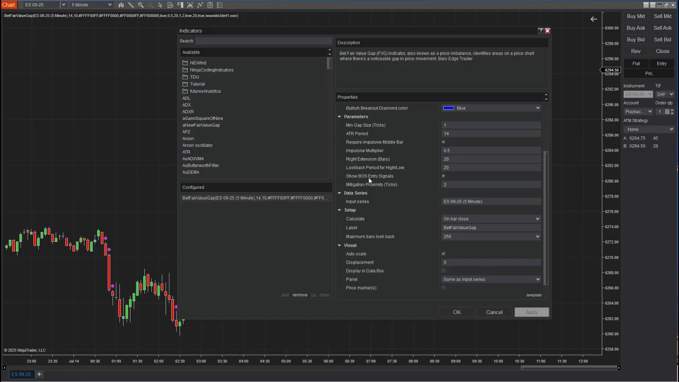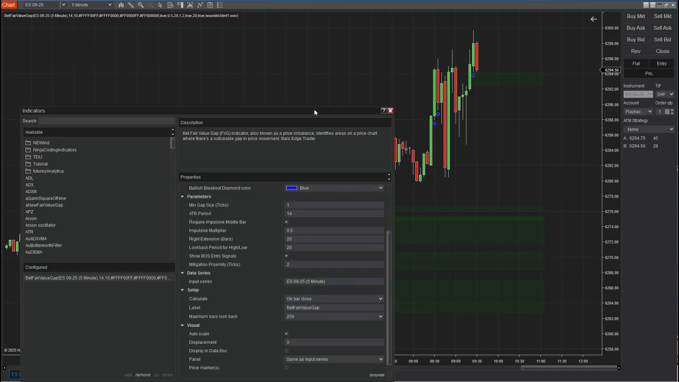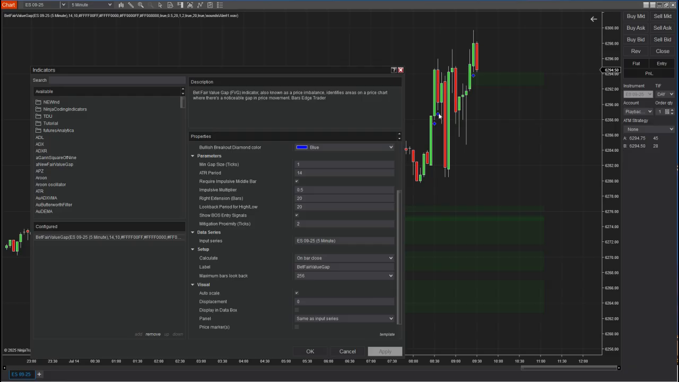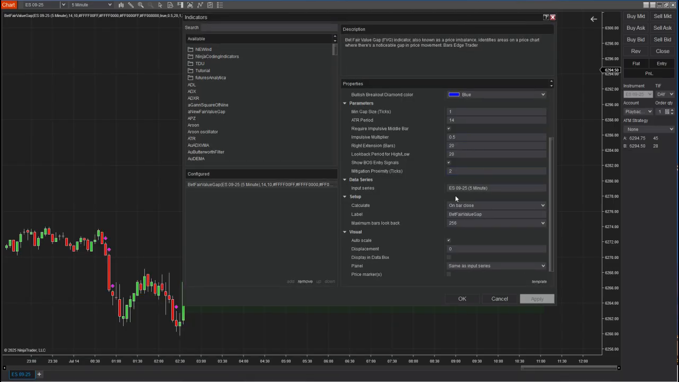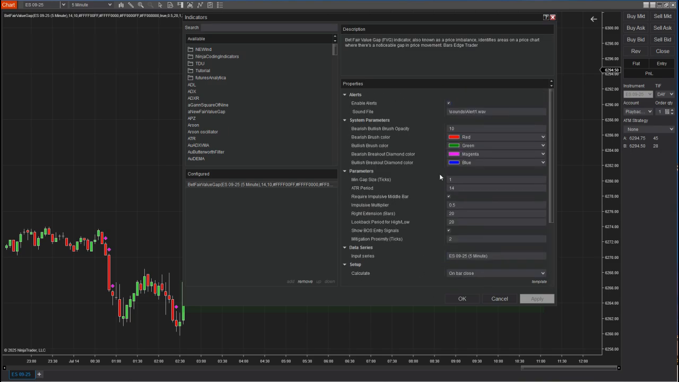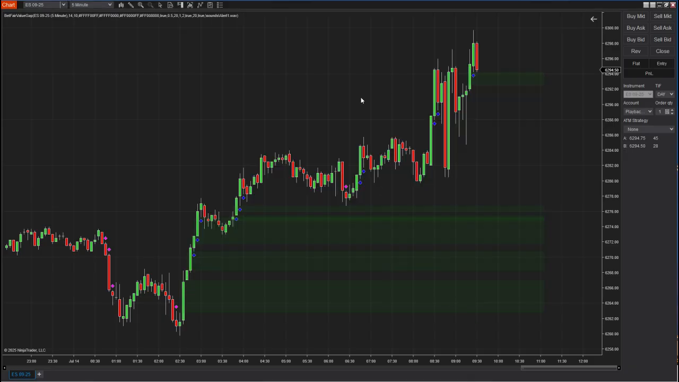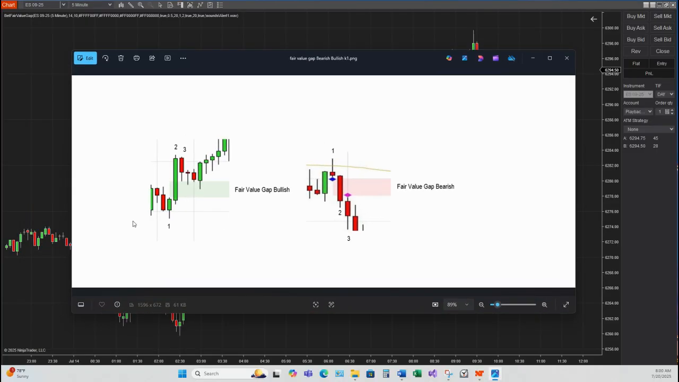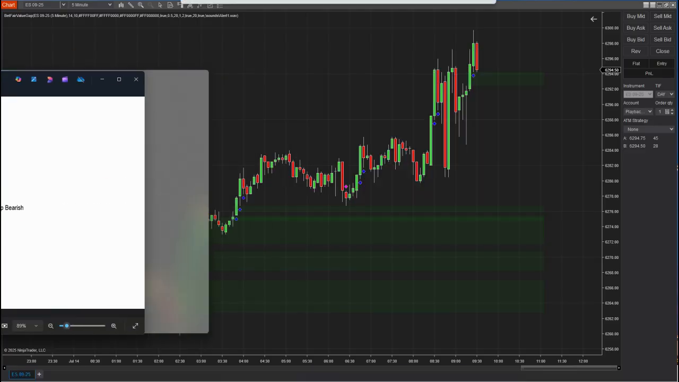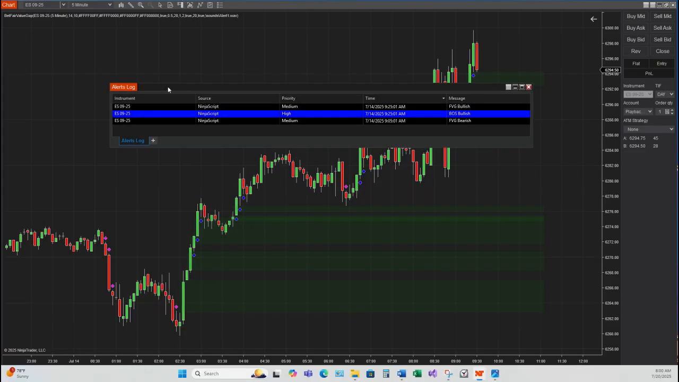And then the BOS signals, so that's basically these diamonds showing that we're having a new high or a new low. There's a breakout on bar close. Everything's pretty simple, pretty easy. Again, three bars we're looking at for bullish, three bars we're looking at for bearish. Here's the alerts log. Nothing really special. We do play a sound. You can change that sound.